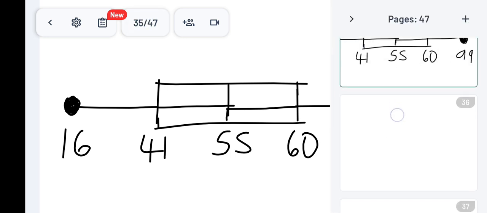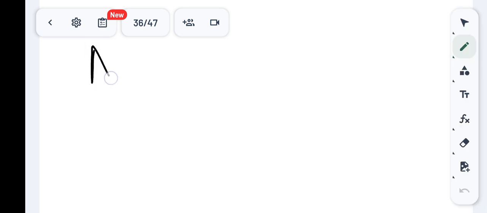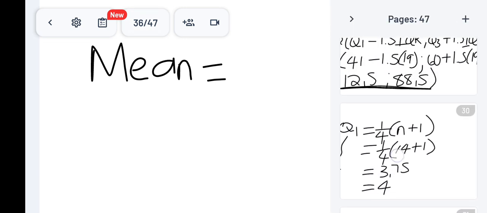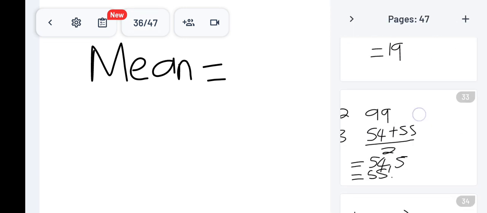So I will find the mean. Remember, if the mean is greater than the median, positively skewed. If the mean is less than the median, negatively skewed. If the mean is equal to the median, symmetrical. Okay, so in this case, let's add all the values.